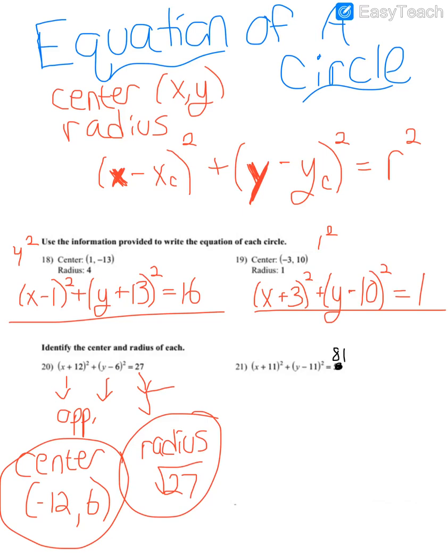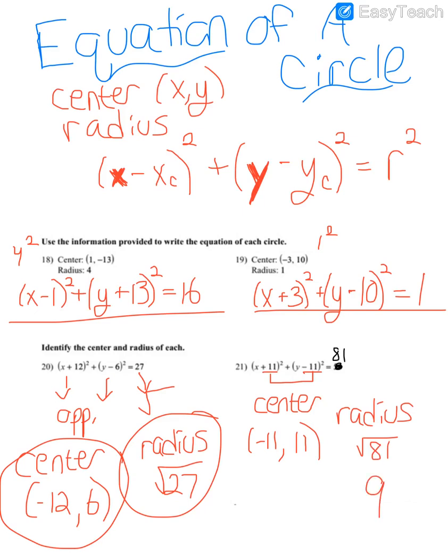Alright, so again, your center is coming from the opposites of these. So the center will be the point. Opposite of positive 11 is negative 11. Opposite of negative 11 is positive 11. And then the radius will be the square root of 81, which in this case is 9. And that's all you really need to do for these problems.